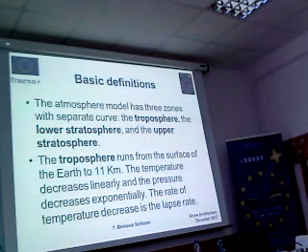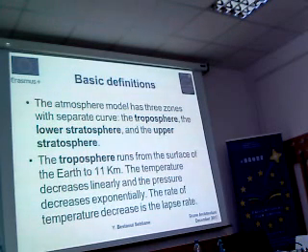In the atmosphere, we have three zones separated by curves. The first zone is the troposphere. It's about 0 to 11 kilometers above the Earth. The lower stratosphere is from 11 to 25 kilometers above the Earth, and the upper stratosphere is above that.